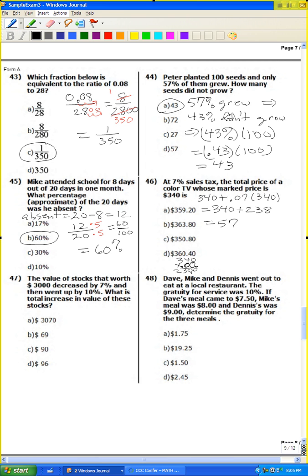And so $23.80. It's only $23. And so that's 363.80. So $363.80 is B. Let me do problem number 47.